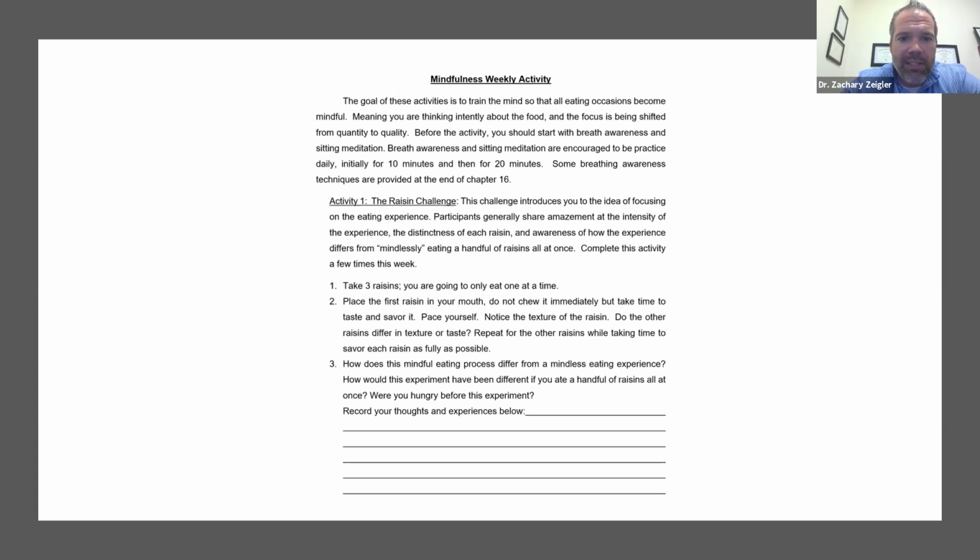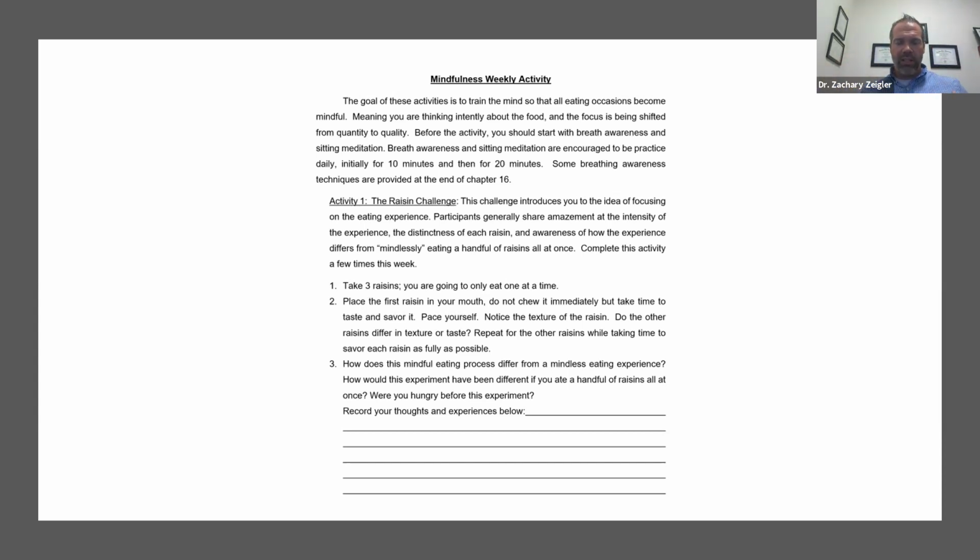The goal of these activities is to train the mind so that all eating occasions become mindful, meaning you're thinking intently about the food and focus is being shifted from quantity to quality. Before the activity, you should start with breath awareness and sitting meditation. Again, you want to be mindful. Breath awareness and sitting meditation are encouraged to be practiced daily, initially for 10 and then 20 minutes. And I gave you some techniques for breathing awareness that you can look at.